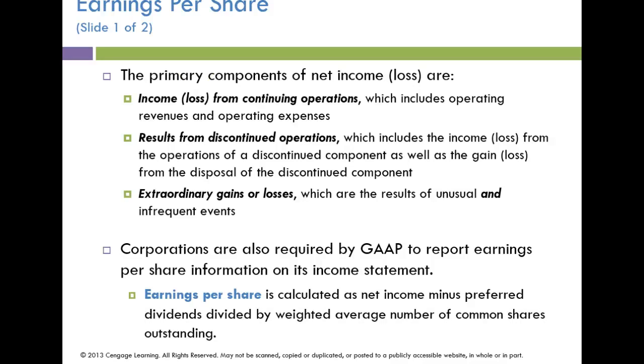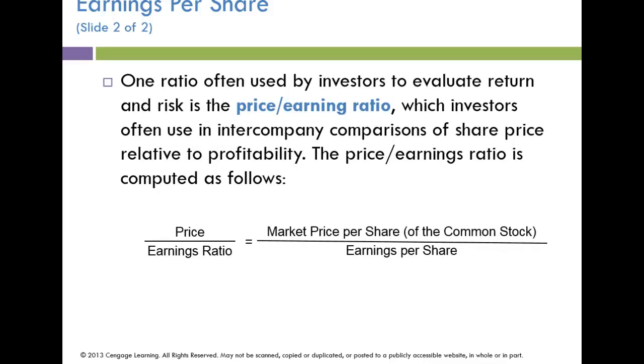Corporations are required by GAAP to report earnings per share information on their income statement. So guys, we did all that work and we still have more work to do? Yes. We just want to know what all that means broken down by share. That's all we care about. So we use this ratio to come up with it. We take the price divided by this earnings ratio, which means the market price of the common stock divided by the earnings per share, the number of shares out there.